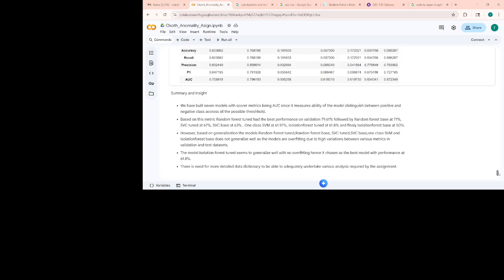However, based on generalization, the models random forest tuned, random forest base, support vector classifier tuned, support vector classifier base, one class support vector machine, and isolation forest base did not generalize well, as the models were overfitting due to high variations between various metrics in the validation and test dataset.